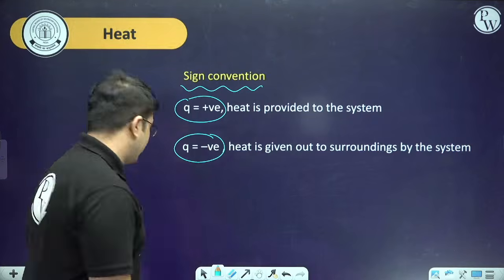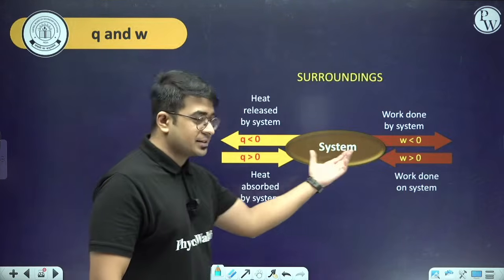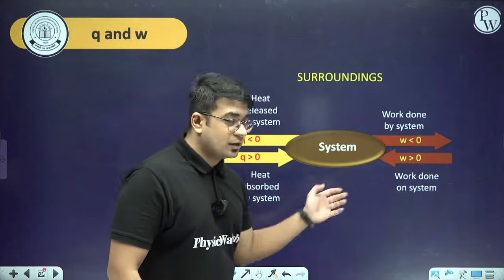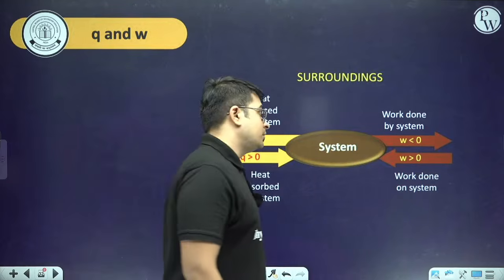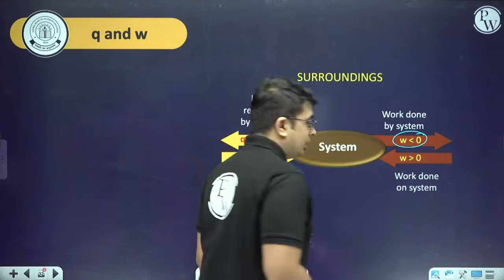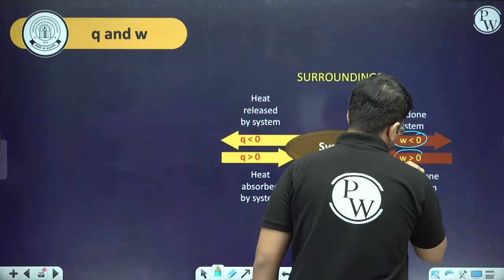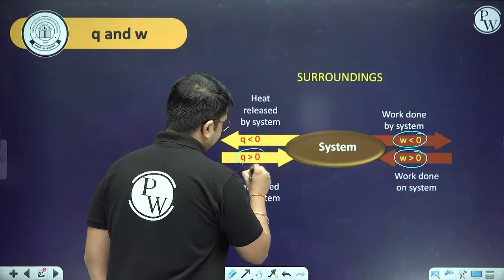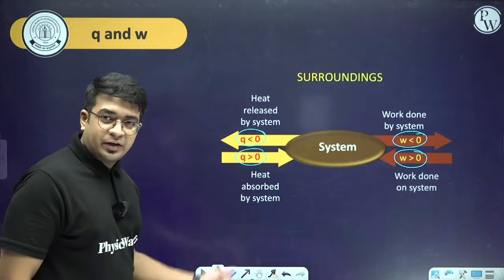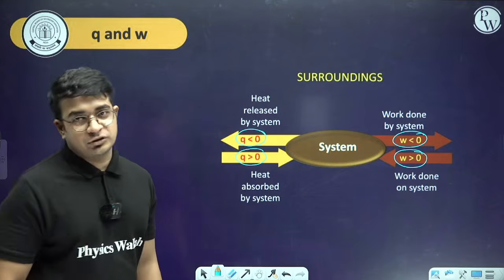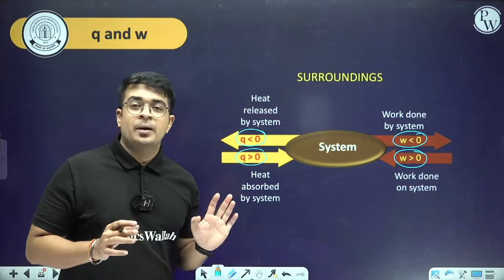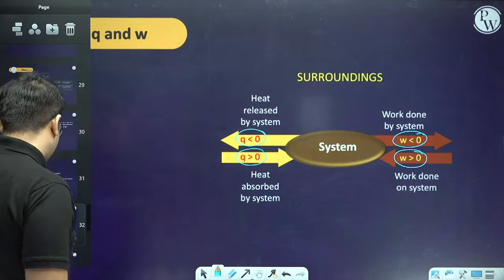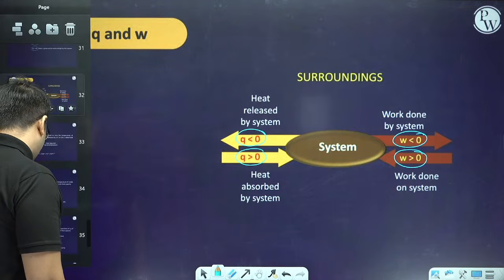Now combining each and every part, we can say this is the system. Either the system can do work on its own, or we can do work on the system. When the system is doing work on its own, W is negative. When we are working on the system, it's positive. When the system is releasing heat into the surrounding, it's a negative term. When the system is absorbing heat, it's a positive term. So that is the entire sign convention with respect to system as well as surroundings. I hope this entire portion is clear to everyone.